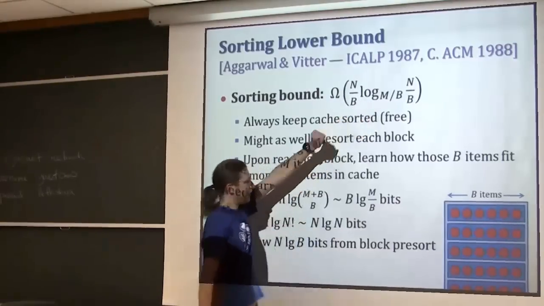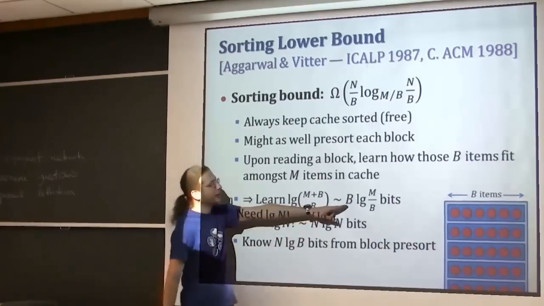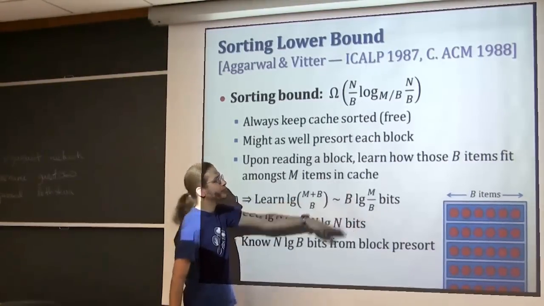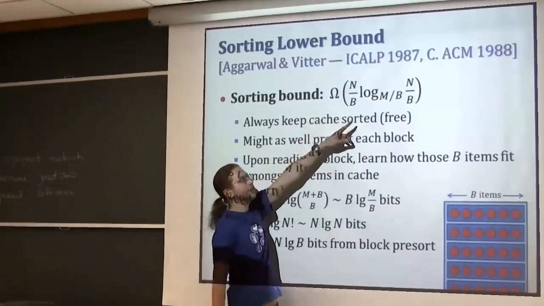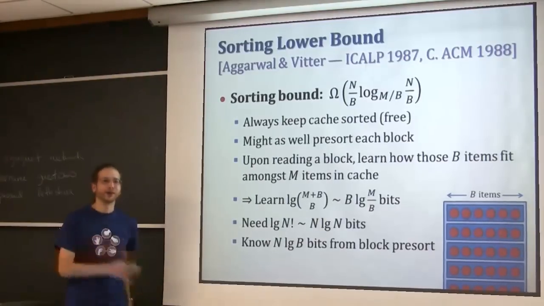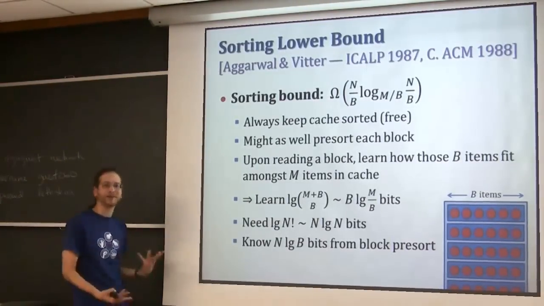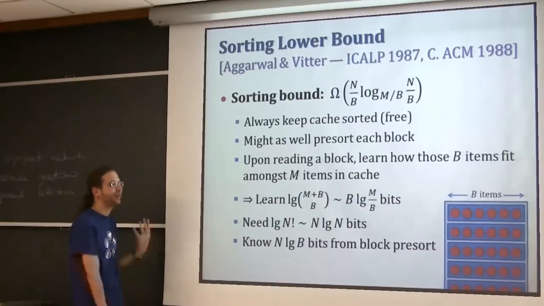log of n over b. n log n over b. And in each step, we learn b log m over b. So you divide those two things, and you get n over b log base m over b of n over b. It's a good exercise in log rules and information theory. But it's really, now you see it's sort of the obvious bound once you check how many bits you're learning in each step.